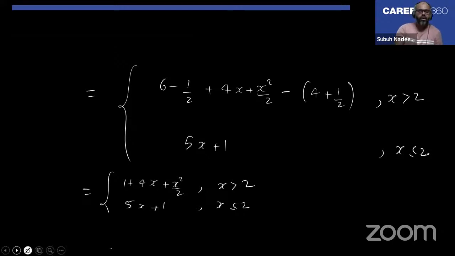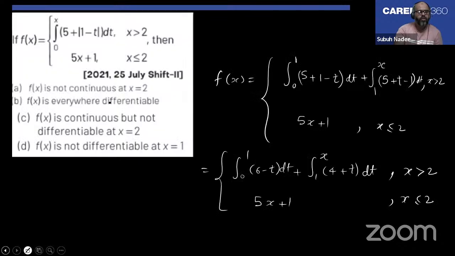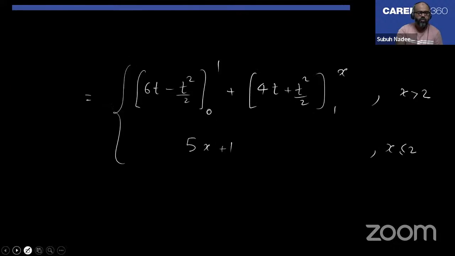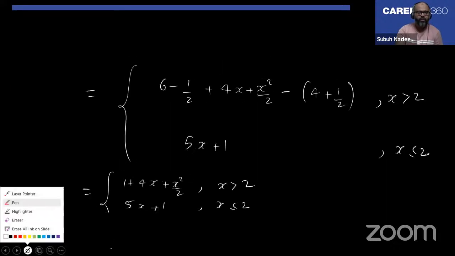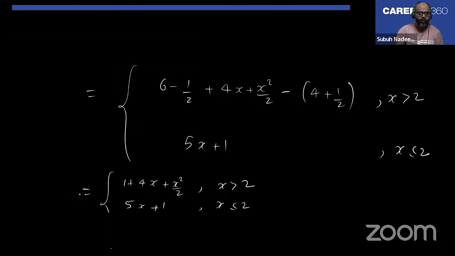Now, obviously, it is talking about continuity and differentiability, and the options say: f(x) is not continuous at x equal to 2. f(x) is everywhere differentiable. f(x) is continuous but not differentiable at x equal to 2. f(x) is not differentiable at x equal to 1. So first let us check the continuity at x equal to 2.